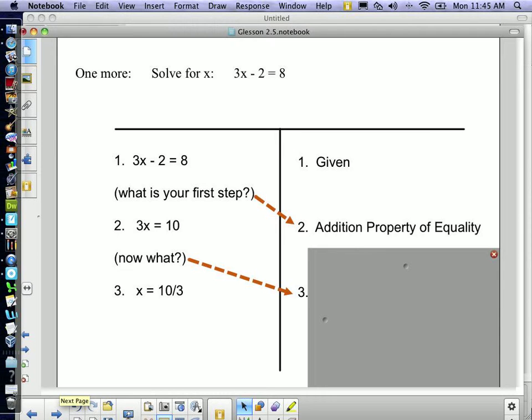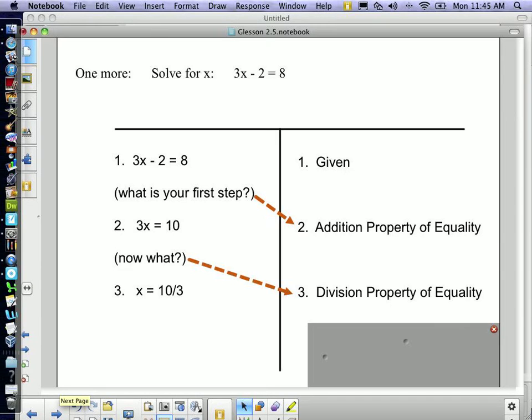And finally, what did I do? We all see it. What is it? Division property. Okay. Now, people always say, do I have to write out the whole addition property of equality? No. I'm not that picky. Okay? I'll let you shorten and abbreviate as you think is appropriate, so long as you're getting the point across.